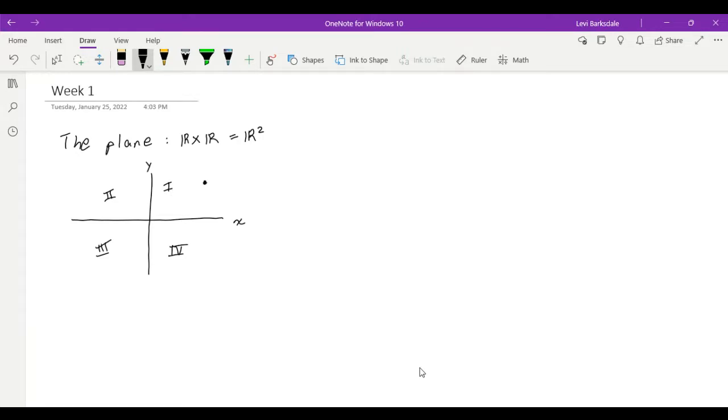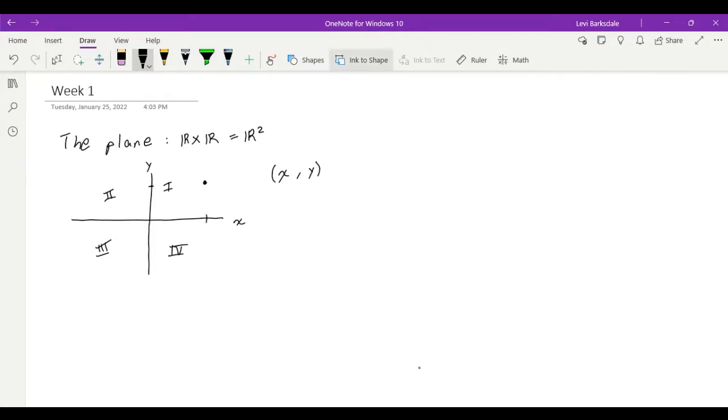Now, let's talk quickly about coordinates. We have 2 coordinates for any given point in the xy plane. We have an x coordinate and a y coordinate. And this is important because it corresponds exactly to the dimension we have. We have 2 dimensions in R2 and 2 coordinates.